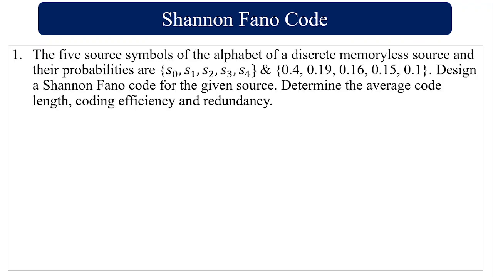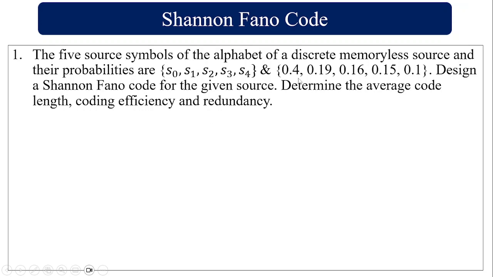The five source symbols of the alphabet of a discrete memoryless source and their probabilities are S0, S1, S2, S3, S4, and the probabilities are 0.4, 0.19, 0.16, 0.15, 0.1. Design Shannon Fano code for the given source. Determine the average code length, coding efficiency and redundancy. Here the procedure for finding the Shannon Fano code is different, but finding average code length, coding efficiency and redundancy is the same as that of your Huffman code.